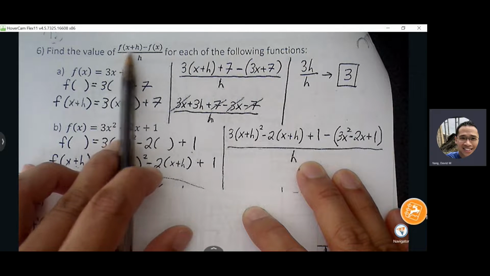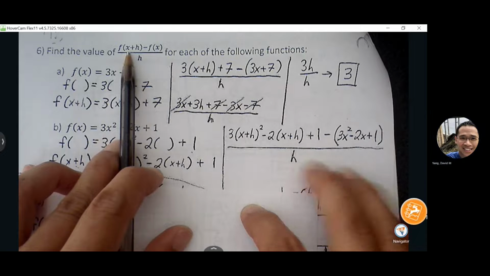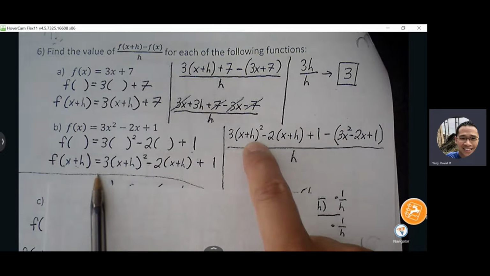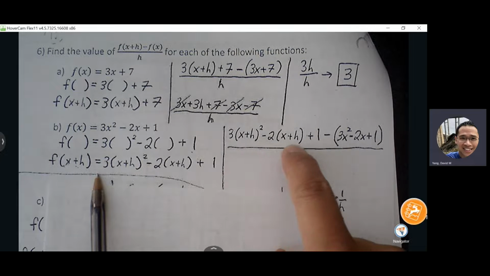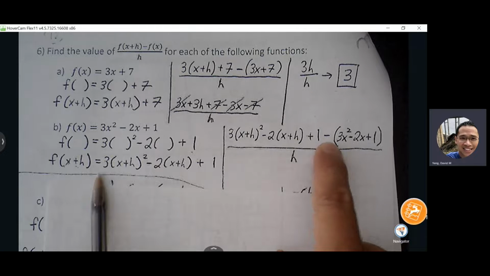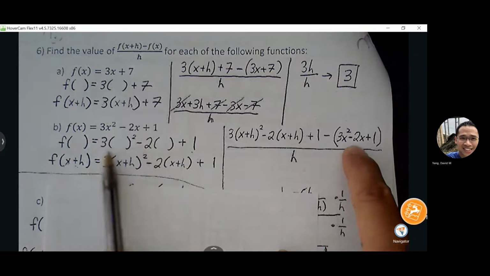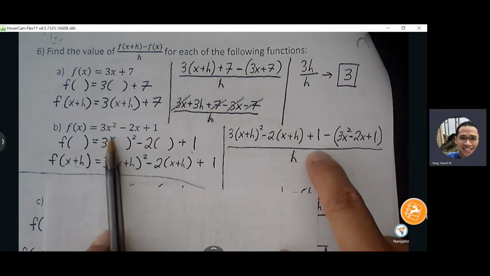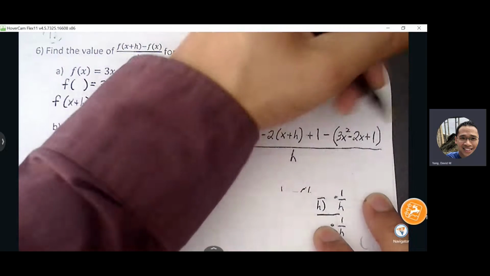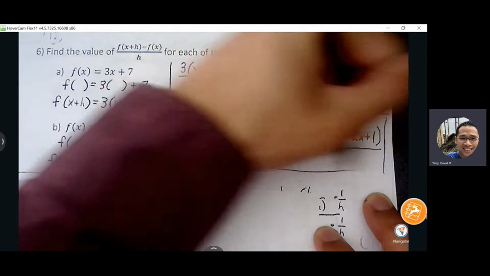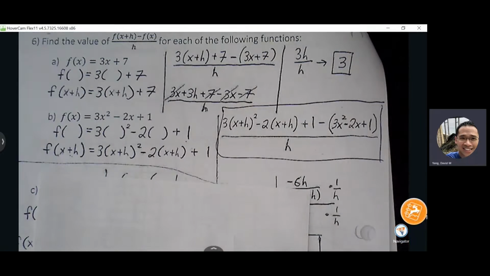So I need to make the substitution for f of x plus h, which we have here: 3 times (x plus h) squared minus 2 times (x plus h) plus 1, minus, in parentheses, the entire original function, all over h. Okay, so for now, I just want us to be able to get to that point.